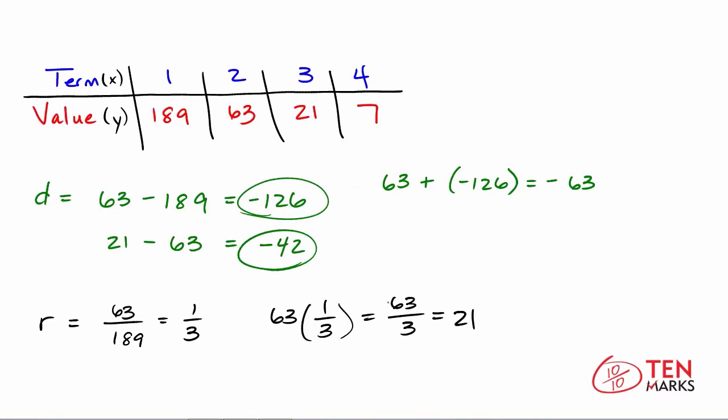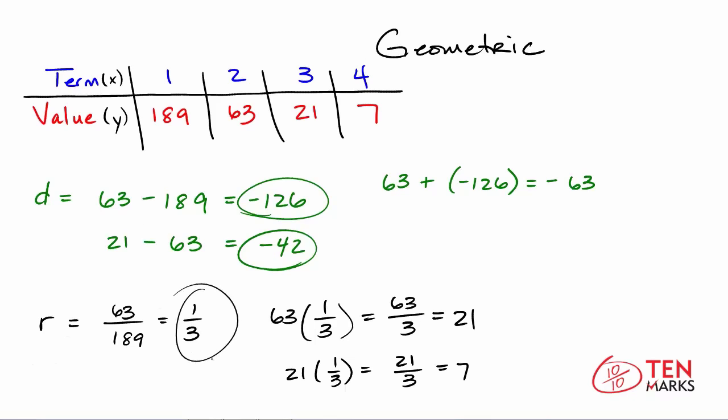I'm going to check it one more time, because I was able to generate the third term accurately. Let's see if I can get the fourth term. I would take the third term of 21 and multiply by the common ratio of 1/3, which gives me 21/3, and 21 divided by 3 equals 7, which is the value of the fourth term. So now I know that this table represents a geometric sequence, because each term is generated by multiplying by a constant ratio, or r. In this case, the constant ratio was 1/3.